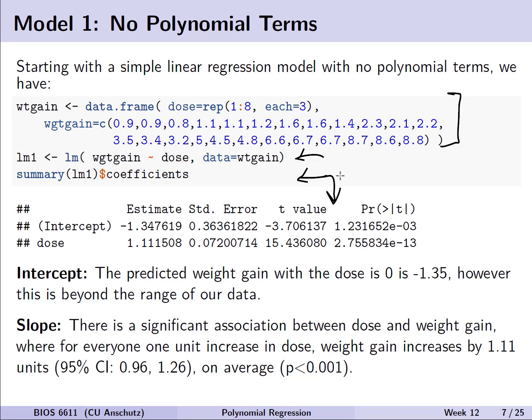Likewise, for the slope, we can interpret it as we normally would. There is a significant association in this case, because p is less than 0.001, between the dose and weight gain, where for every 1 unit increase in dose, for whatever the generic units are, weight gain increases by 1.11 units, with a 95% confidence interval of 0.96 to 1.26.